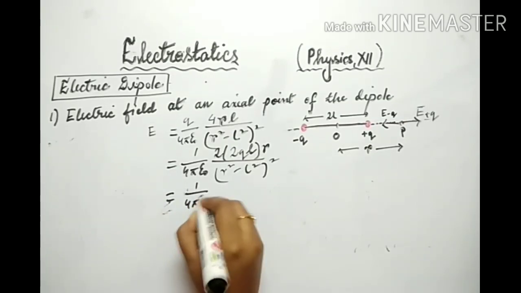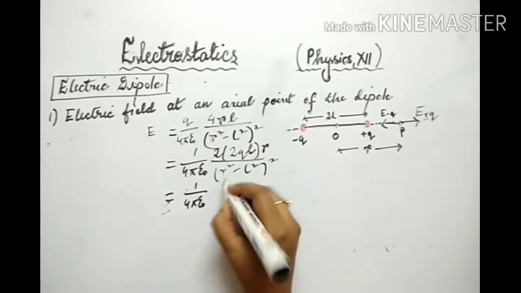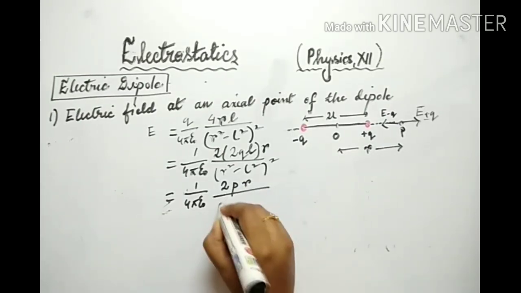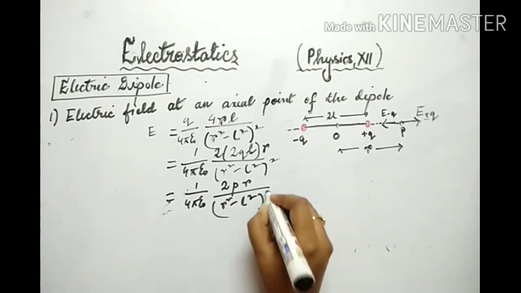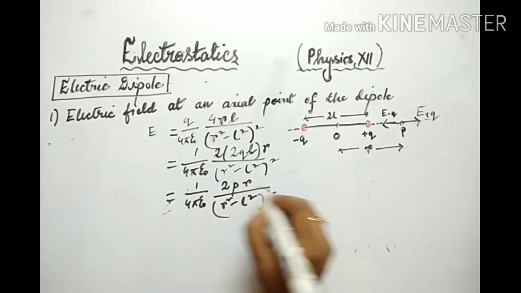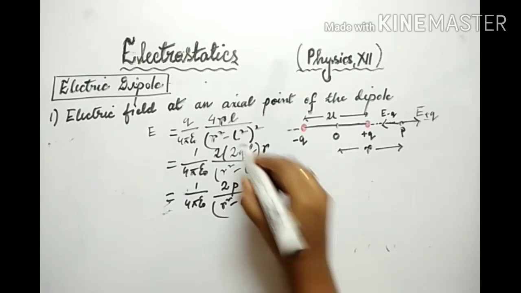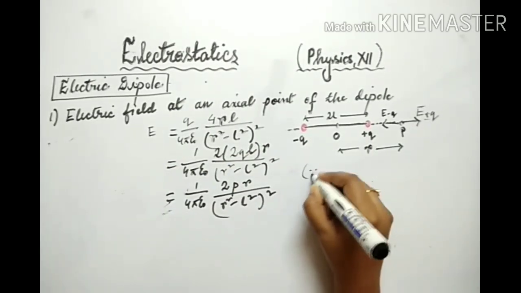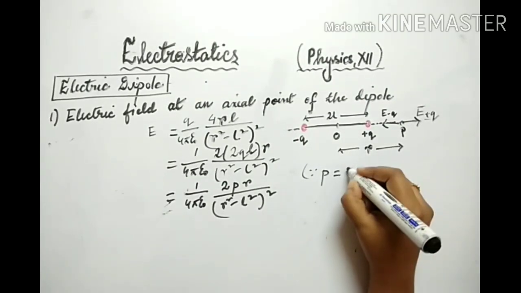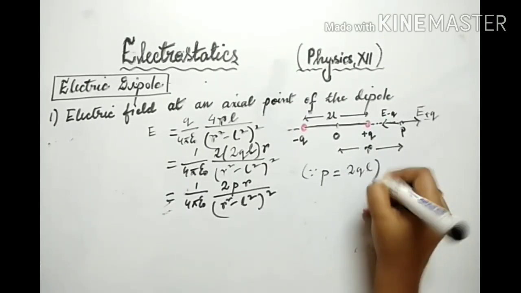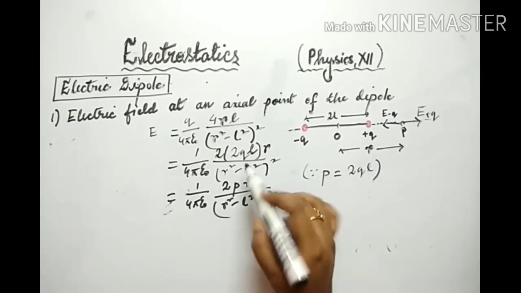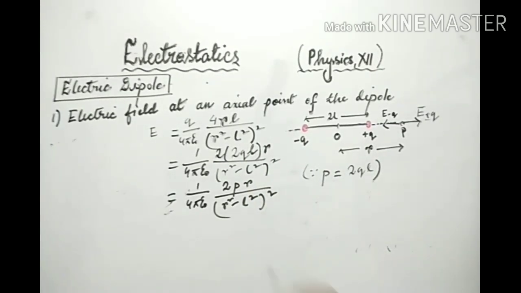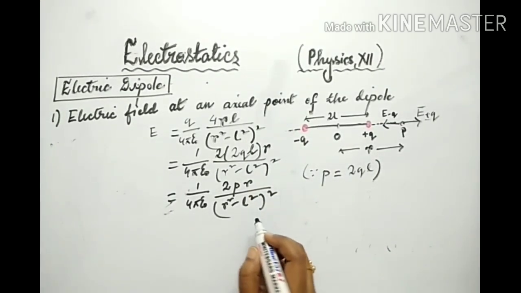1 by 4 pi epsilon naught to p r over (r square minus l square) whole square. So why did we arrange this in this manner? Since we have learned that dipole moment equals 2ql, to put p in here, we have arranged this in this form. So here we are left with this formula.